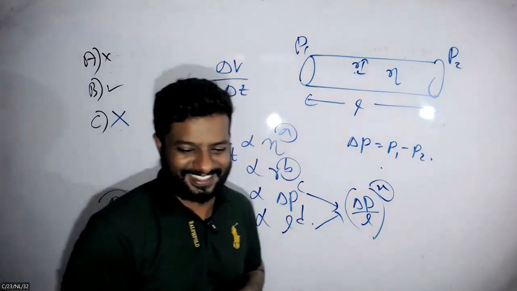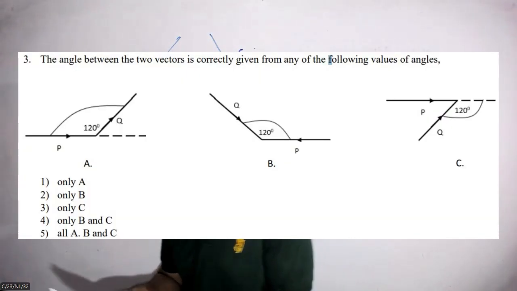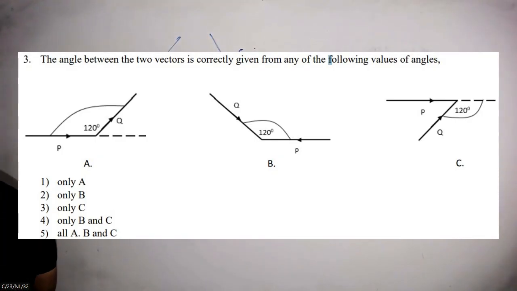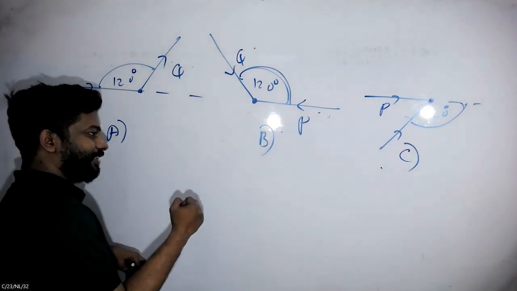Right, Pute? Read the question number 3. The angle between two vectors is correctly given from any of the following values of angles. 120 is given, isn't it, son? Right. First of all, you need to know the meaning of the angle between the two vectors.